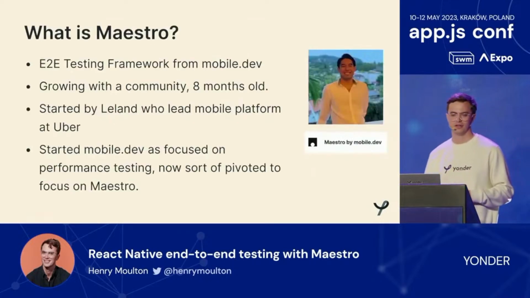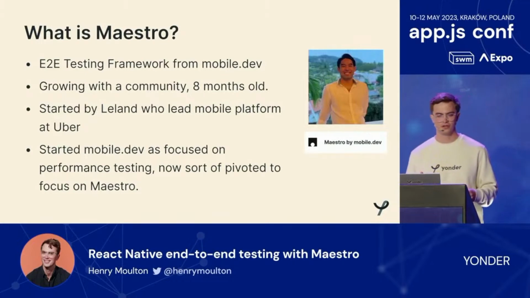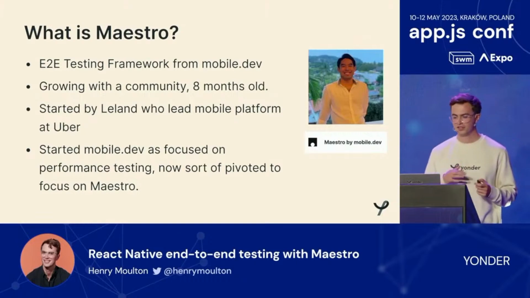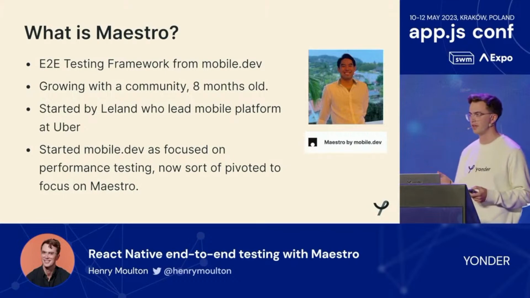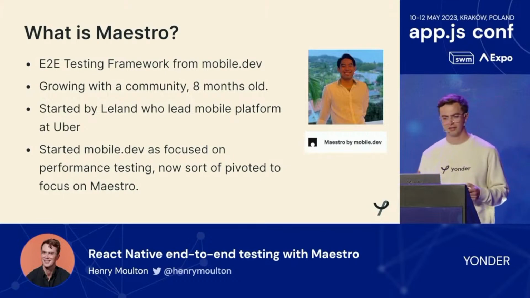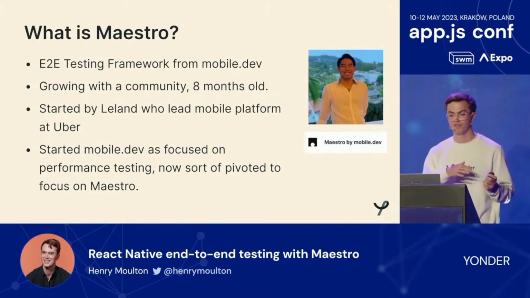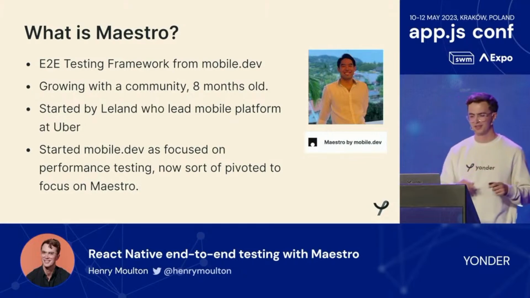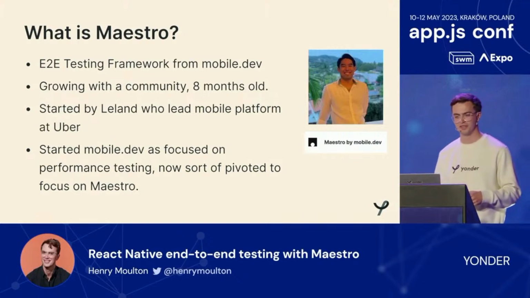So what is Maestro? It's an end-to-end testing framework from mobile.dev. It's growing with the community. It's 8 months old, and it was started by Leland, who led mobile platform at Uber. They actually started mobile.dev, which is an interesting story. They started focused on performance testing, and they built this end-to-end testing product to enable performance monitoring. So you would click through your app and measure the performance, not too dissimilar from Alex's previous talk. And they showed it to customers.